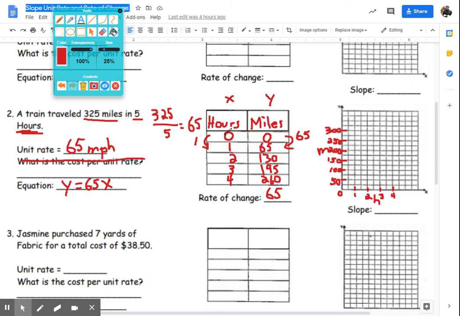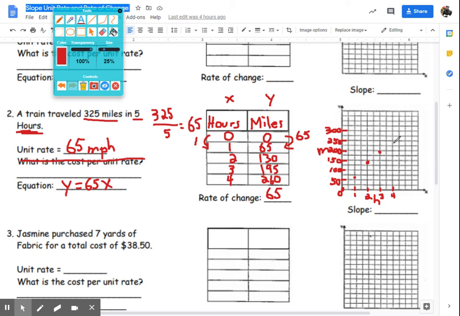Now let's go ahead and plot our points. So at 0 hours, I'm at 0 miles. So that's my origin, 0, 0. After 1 hour, I'm at 65 miles. So 1 hour, 65 is going to be somewhere in between 50 and 75, right about there. 2 and 130. So 130 is going to be in between 125 and 150, right about there, I'd say. 3 and 195. So 195 is going to be just below 200. So right about there. And then 4 and 260.